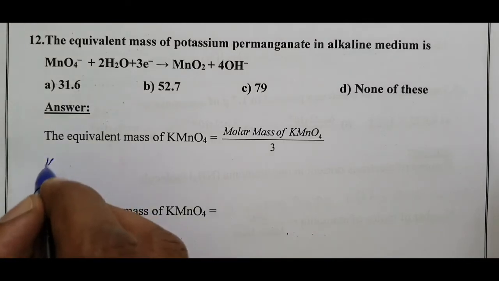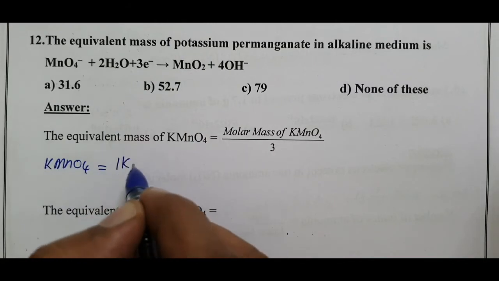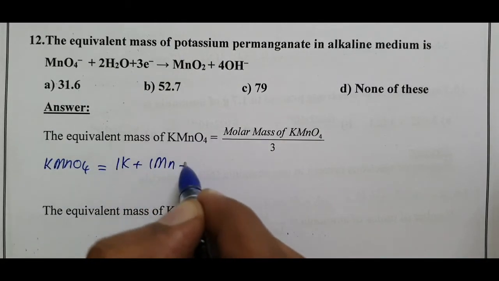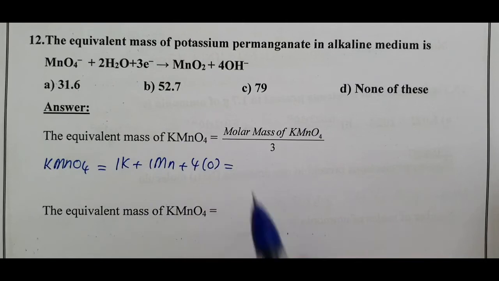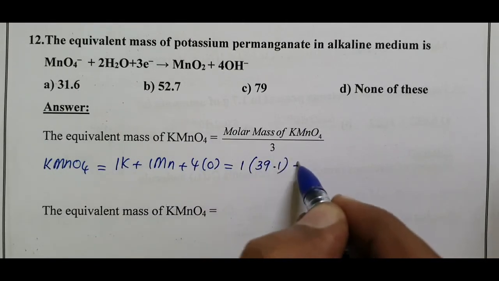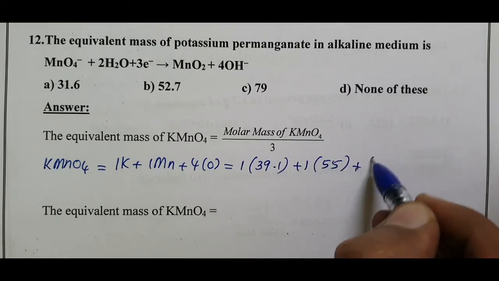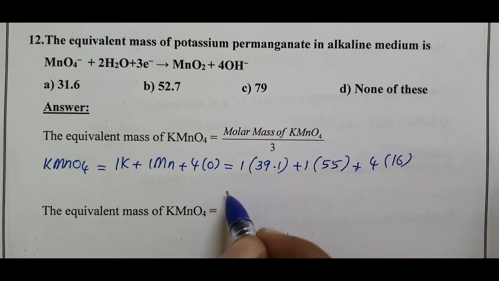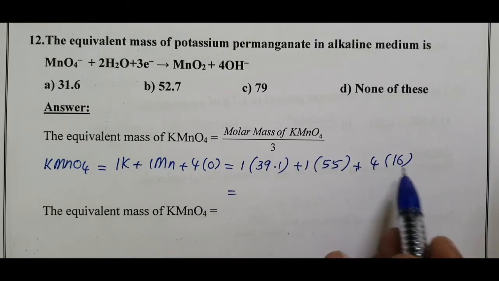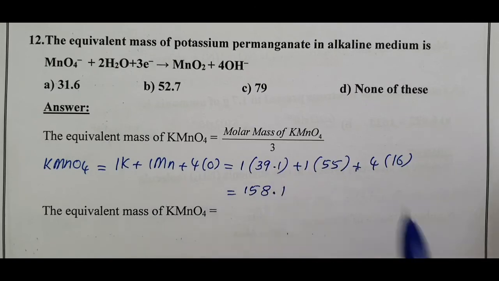KMnO4, potassium permanganate, contains 1 potassium, 1 manganese, and how many oxygens? 4 oxygen atoms. That equals 1 into potassium 39.1 plus 1 into manganese 55 plus 4 into oxygen 16. That is 4 into 16 equals 64. When you add, you will get 158.1, the molar mass of KMnO4.